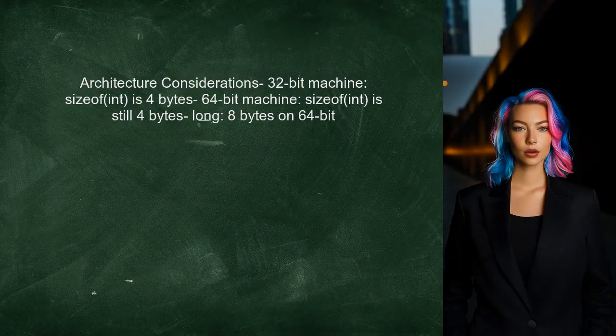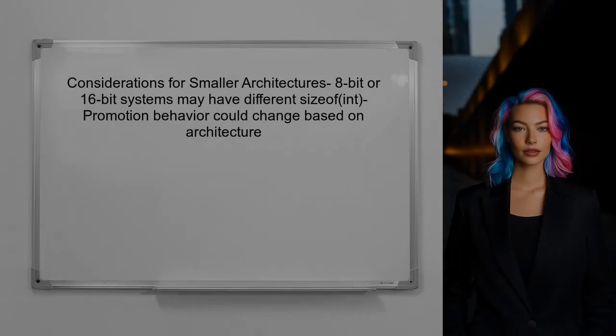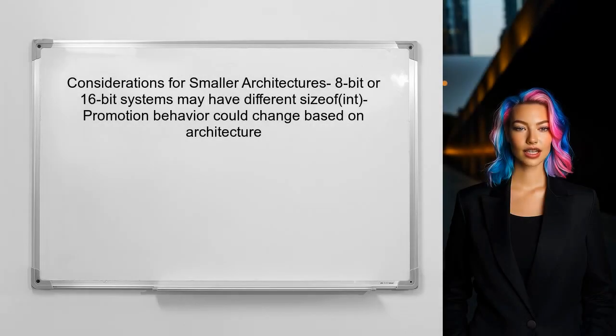The user should also consider the architecture of the machine. On a 32-bit machine, int is typically 4 bytes, while on a 64-bit machine, it remains the same. However, the size of long and long long can differ. Finally, the user should remember that in smaller architectures, such as 8-bit or 16-bit systems, the size of int may vary. This could affect how types are promoted and passed in variadic functions.